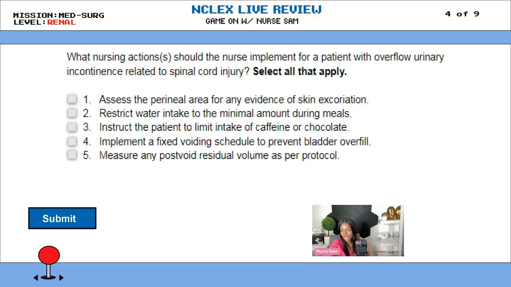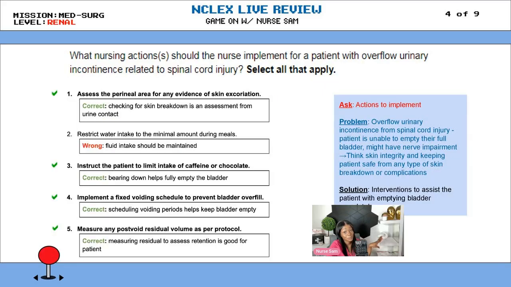All right, let me see what you're saying. All right, so I see 2, 3, 4, 2, 4, 3, 4, 5. All right, let me see what you guys are saying over here in the comments. Comment below if you know what the answer is. All right, 3, 4, 5. Let's see. All right, and the answer is 1, 3, 4, 5. Ooh, so close, so close.